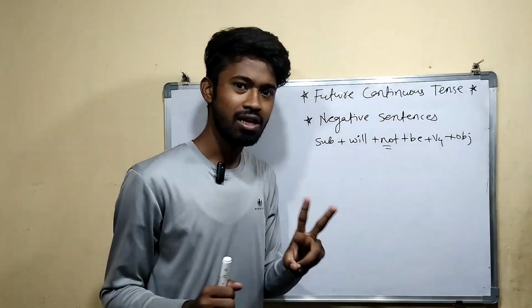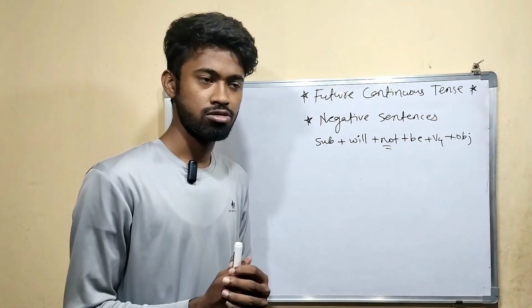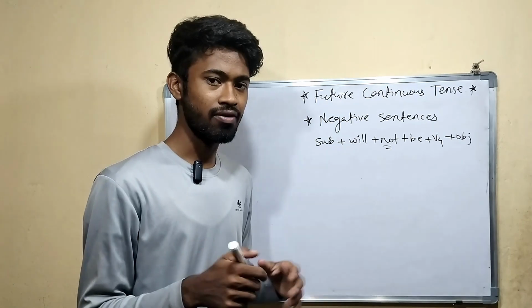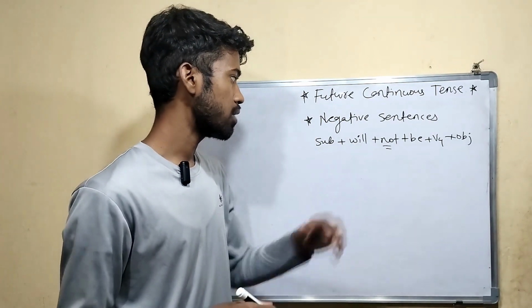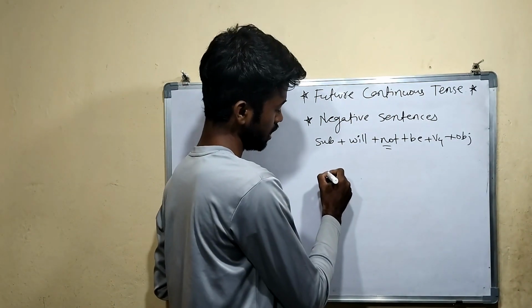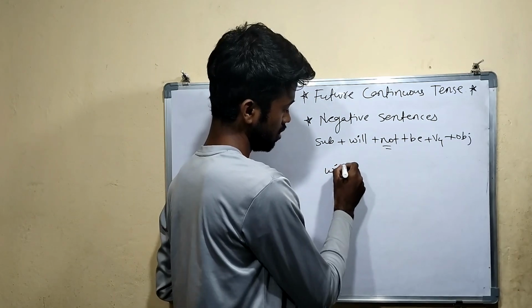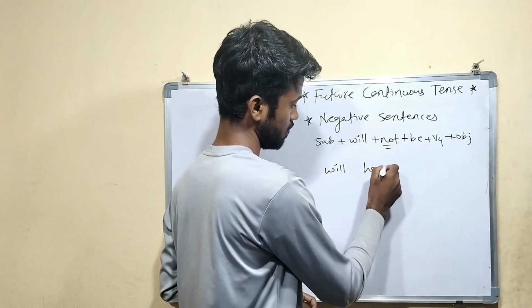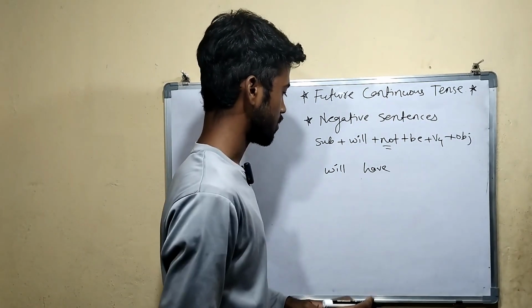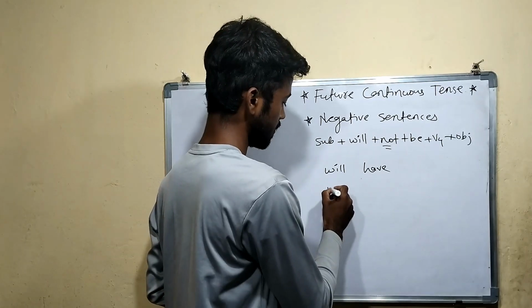So whenever there are two helping verbs, just remember like this. Whenever there are two helping verbs, like will be, will have, we will see, will have, or will be.